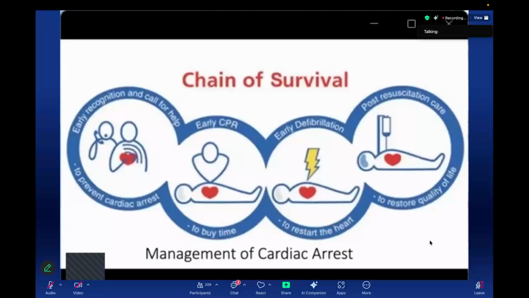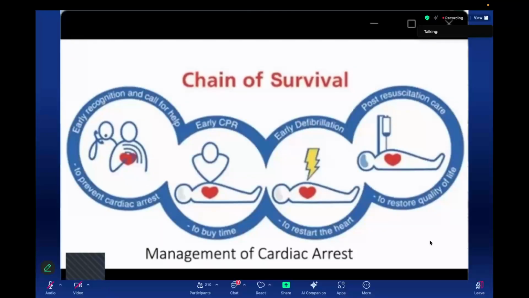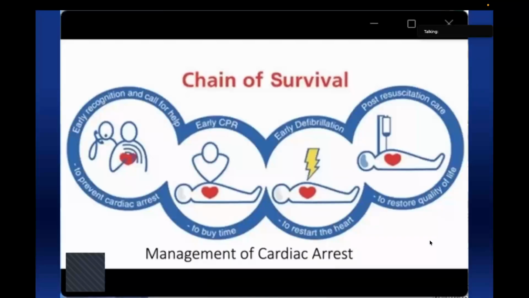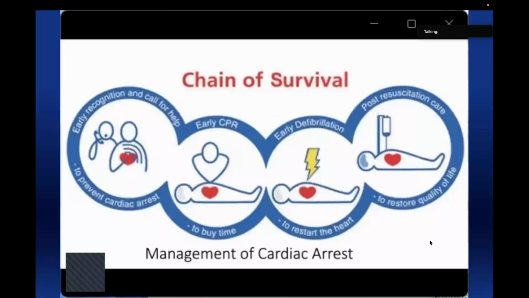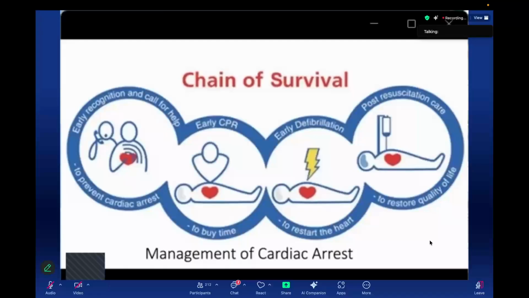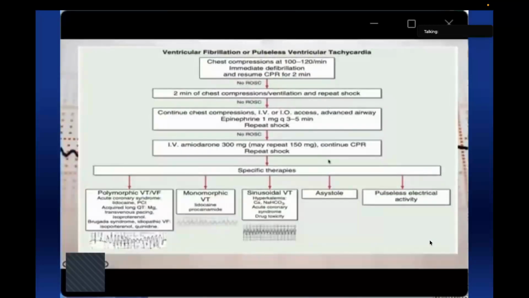They saw the need to really teach our enforcers to do CPR. So because of that statistic, once they know how to do early CPR when we teach them, and if the defibrillators are everywhere, that can increase the survival rate, leading now to your return of spontaneous circulation to restore the quality of life. Okay, that's how we manage your cardiac arrest.